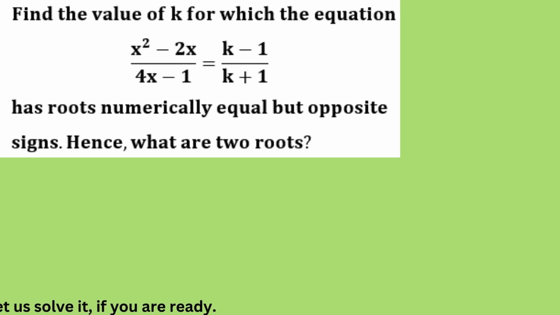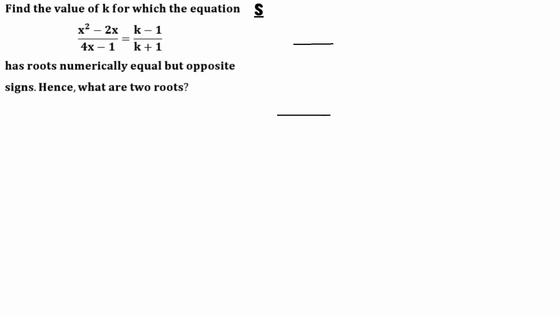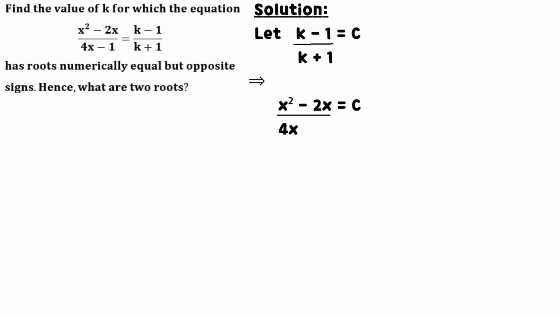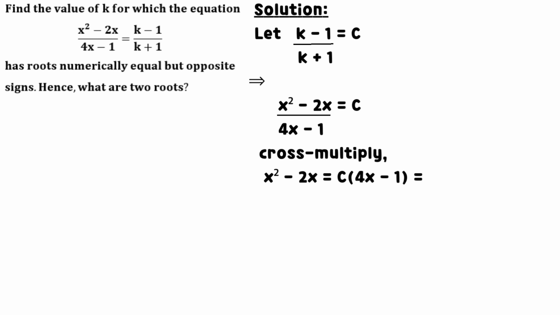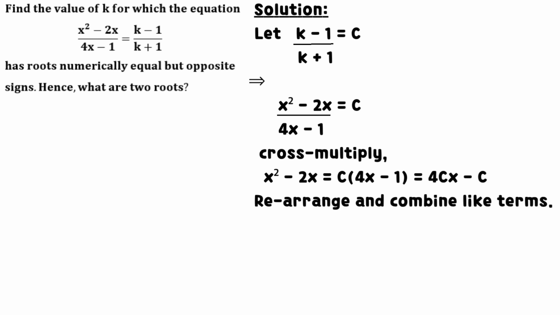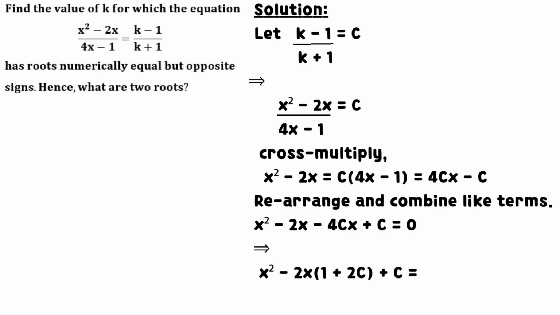Find the values of k and the two equal but opposite sign roots. Let (k minus 1) all divided by (k plus 1) be equal to c. It implies that (x squared minus 2x) all divided by (4x minus 1) is equal to c.